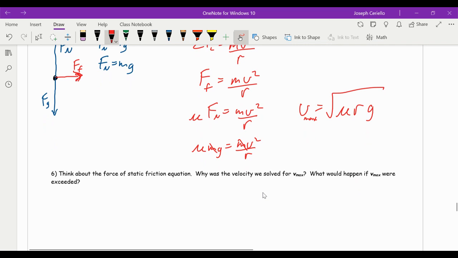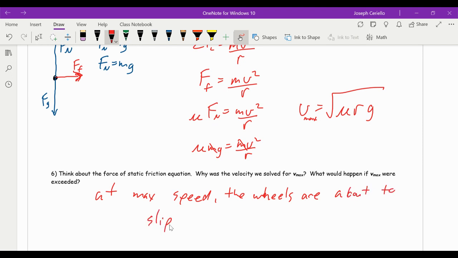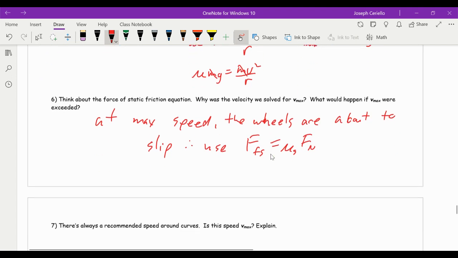Now, why is it the maximum speed? Because at max speed, the wheels are about to slip. That's a really important idea. The wheels are about to slip at that point. Therefore, you can use that the force of friction is equal to the coefficient times the normal force, because it's at that threshold point where the wheels are about to slip and you're about to lose control.